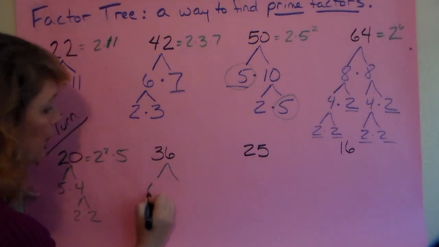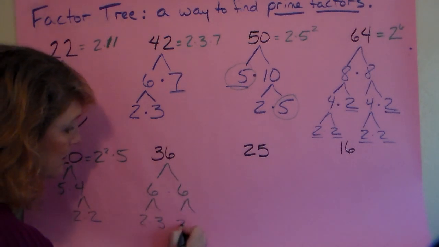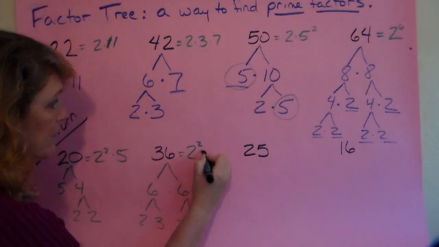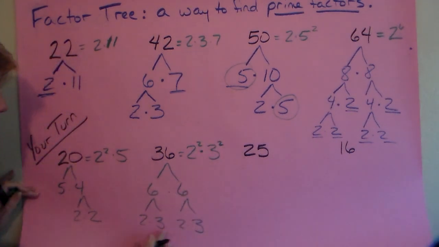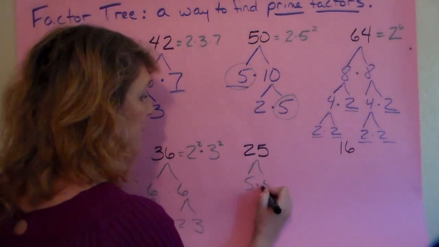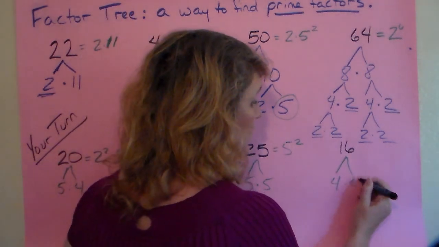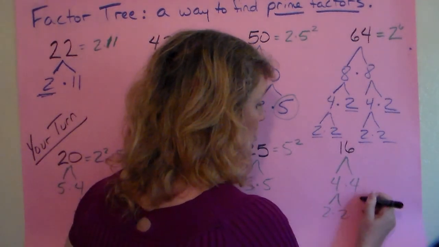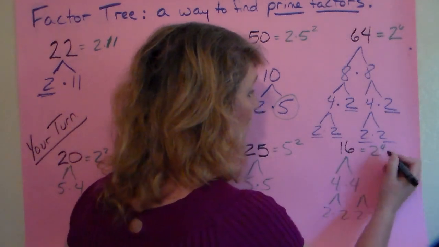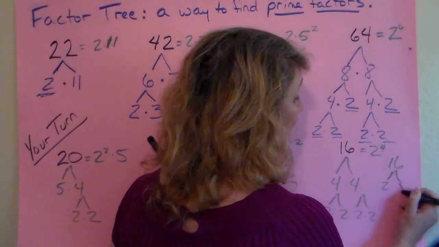I'm going to do these quickly, hoping that this video doesn't get too long. So that's 2 squared times 3 squared, because there's 2 of those and 2 of those. 25 is 5 times 5, that's 5 squared. 16 is 4 times 4, which is 2 times 2, and that's 2 times 2, which is 2 to the 4th power.